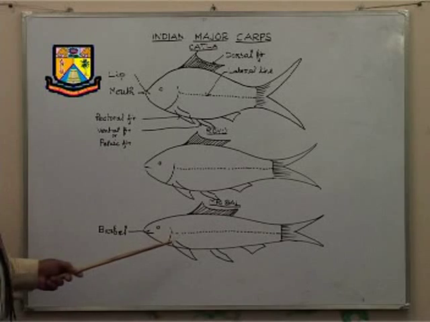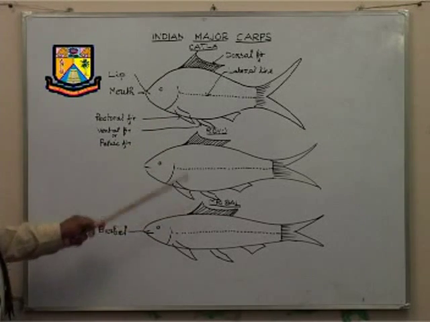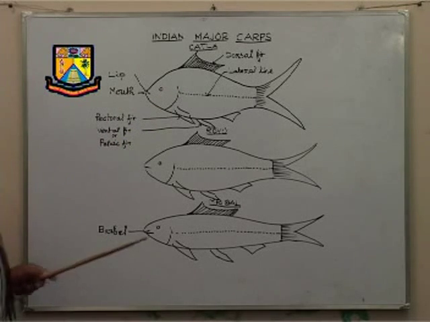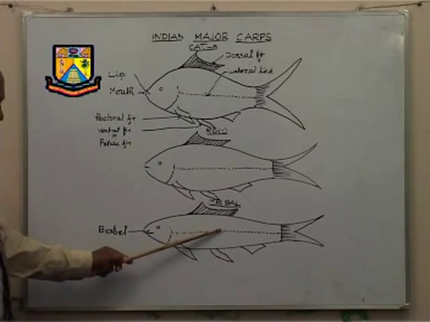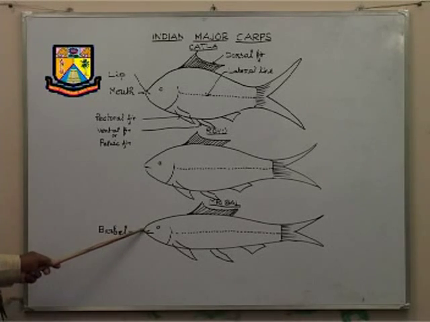The body shape of the Mrigal: now we can distinguish Mrigal from the other species, Rogu and Katla. The body is elongate, lengthier. Once we see the mouth, the upper jaw is elevated, the lower jaw is inferior. So the mouth is inferior, otherwise called inferior mouth. The lips are not fringed. A pair of barbels is present.